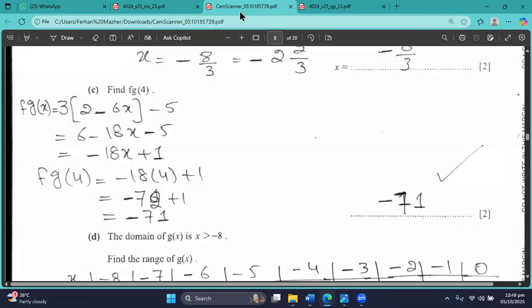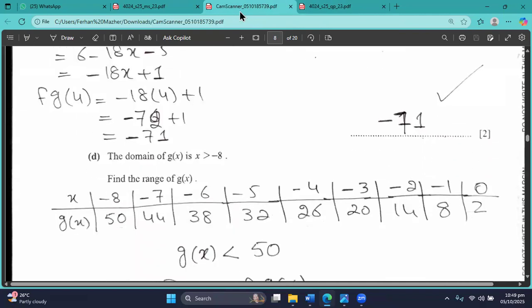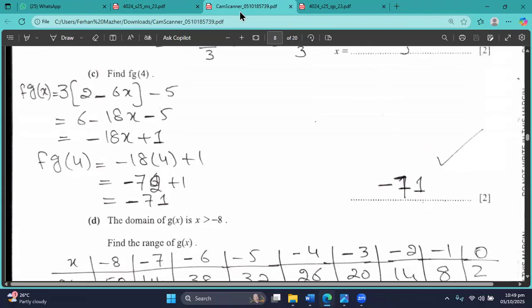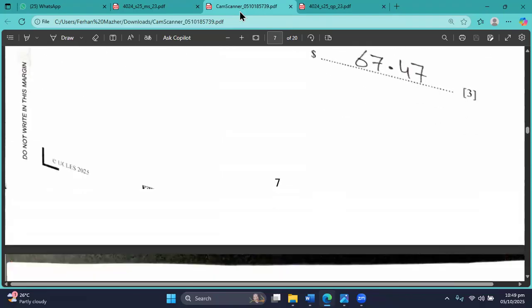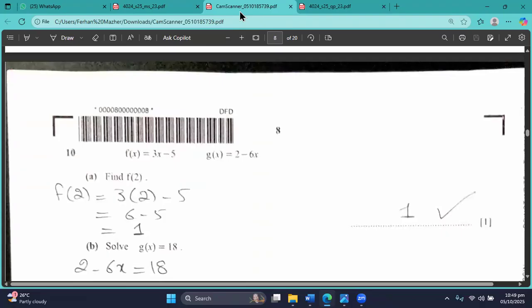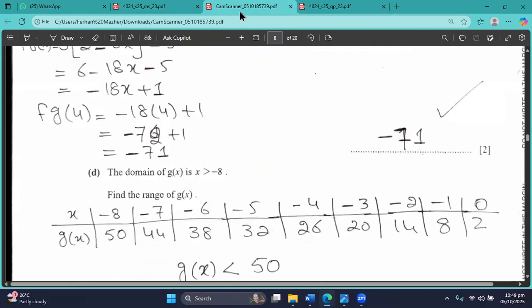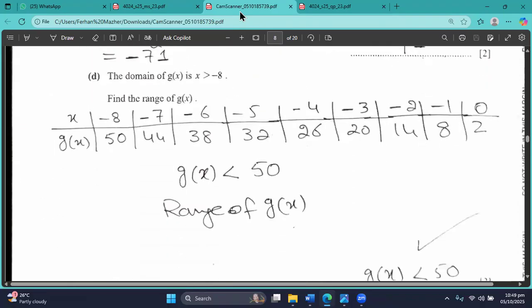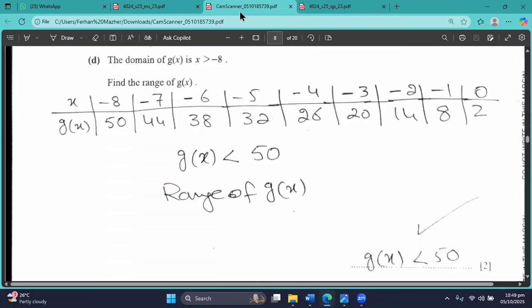Let me show you how I have done this. The g of x formula is this one. Let me show you the 2 minus 6x. This is the formula. Okay. So 2 minus 6x. And I put some values of the x because this is a straight line. So I can put some values. So I put minus 8, minus 7, the values of x in that formula. Minus 8, minus 7, minus 6, minus 5, minus 4, minus 3, minus 2, minus 1, 0.